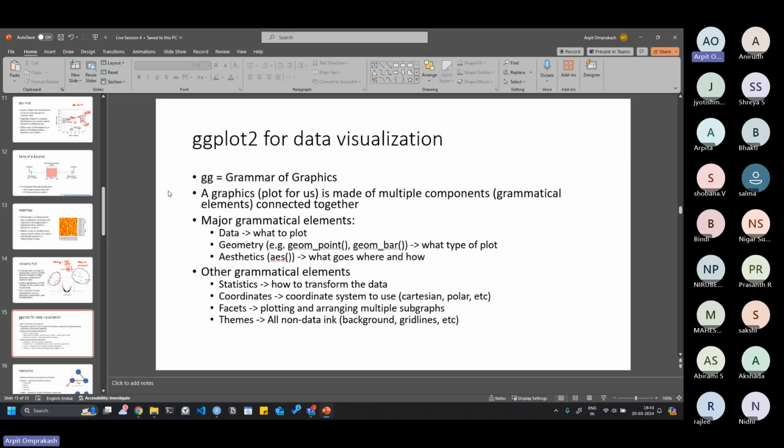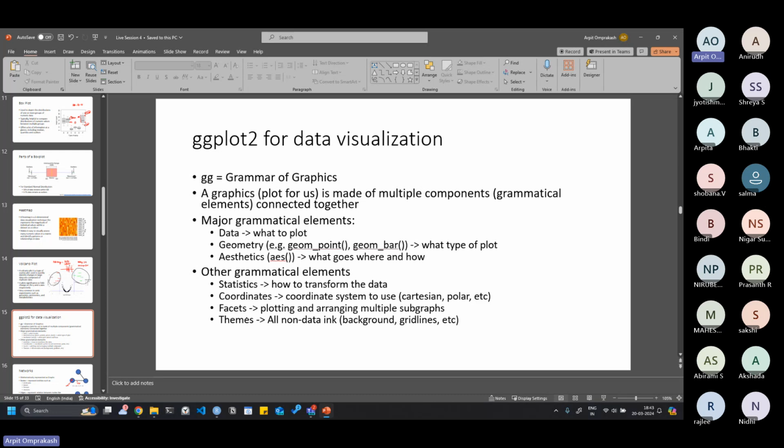So ggplot is basically grammar of graphics. It makes graphics by connecting multiple grammatical elements. There are three basic major grammatical elements, which is the data, which tells us what to plot, geometry, which tells ggplot what kind of plot to make, and aesthetics, which tells it what goes where. So what is the x-axis, what is the y-axis, and how to color the data, and so on.